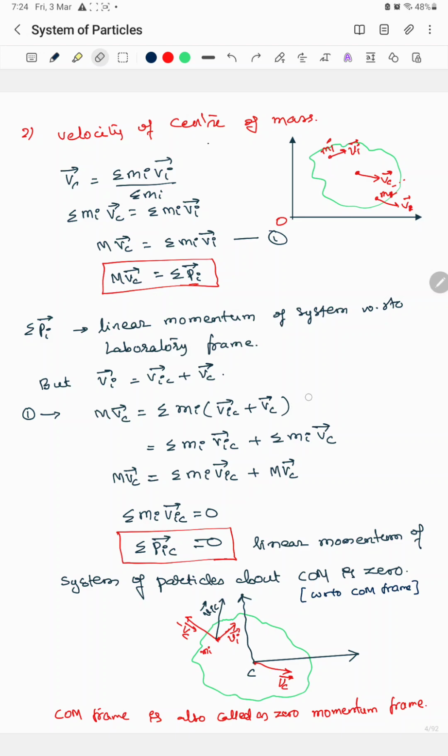So if you expand, you will get summation mi Vic bar plus summation mi Vc bar. Vc bar you take outside, and the total mass you get. These two terms get cancelled, and you will be getting this: the linear momentum of the system of particles about the center of mass is 0. That means with respect to the center of mass frame. The center of mass frame is also called the zero momentum frame. Why? Because the linear momentum of the system of particles with respect to the center of mass is equal to 0.